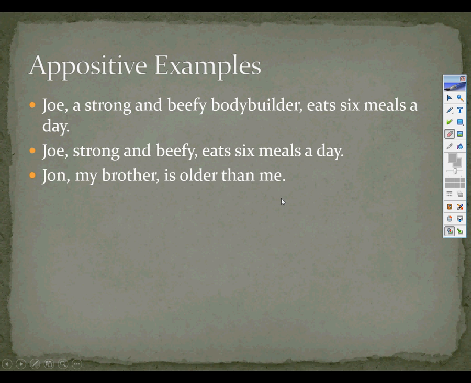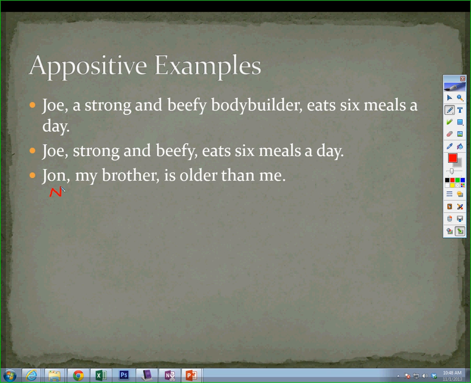Let's look at another example. John, my brother, is older than me. Is this a correct example of an appositive? Yes, it is. So, obviously we have, again, noun, comma, noun, and does this noun redescribe or rename that one? Yes, it does.